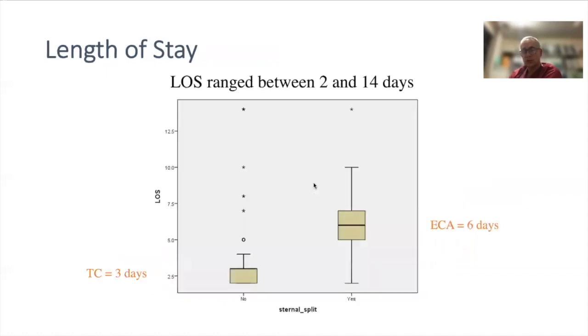And then one final thing to say is that interestingly, in my PhD cohort of patients, the average length of stay for those who only have a transcervical approach is about 3 days, and for those who need a sternotomy it is about 6 days. So it's not a really huge burden for these patients in terms of length of stay.